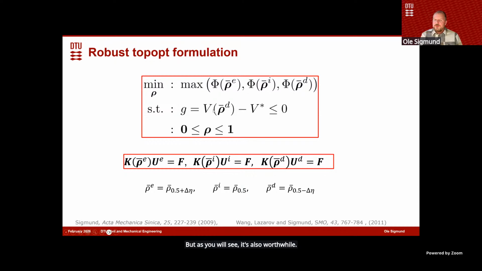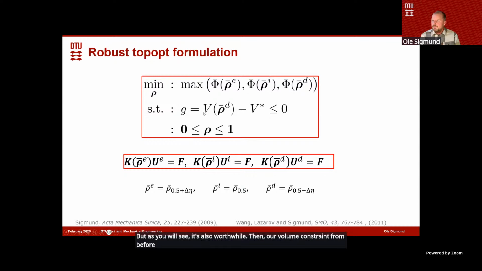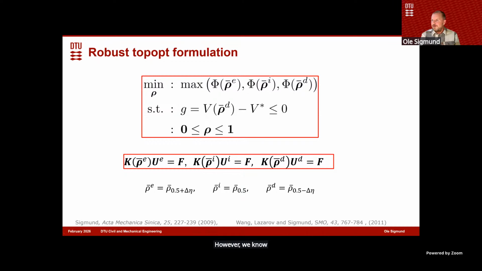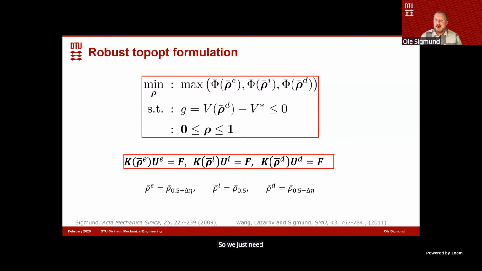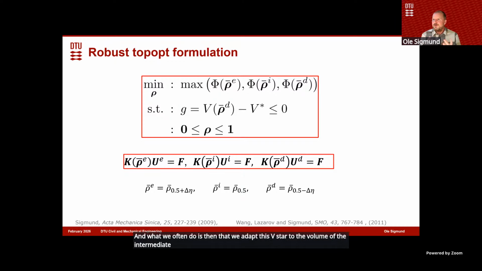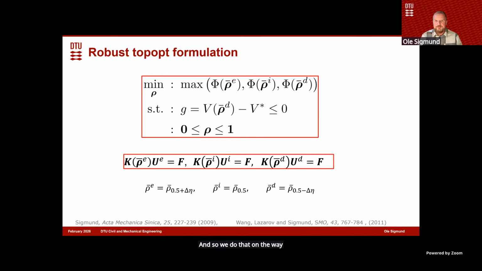Then our volume constraint from before, we should in principle also have 3 volume constraints. However, we know that the thickest structure, the dilated structure, will always be the most active one. So we just need to optimize for the dilated structure. And what we often do is then that we adapt this V star to the volume of the intermediate structure, because the intermediate one is the one we are going to realize. And so we do that on the way in the optimization process. So let's see what happens.